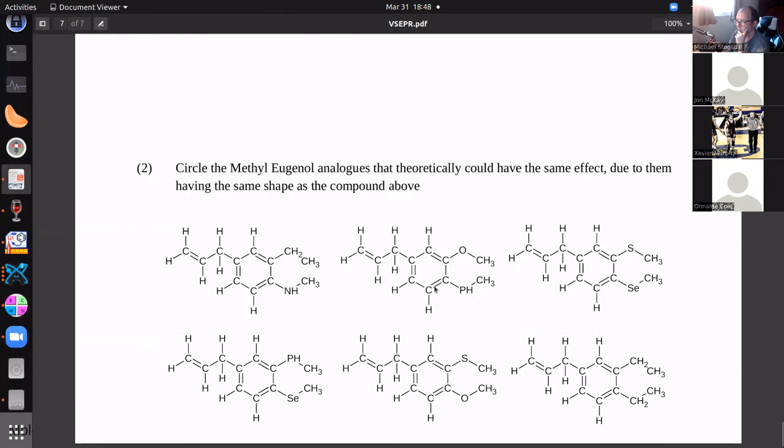So if we want to keep that bent shape, well, here this guy isn't going to really do it. It's going to have a kind of weird shape there. But here where we have sulfur and selenium, this would be a viable analog. Here where we have oxygen and sulfur, that would be a viable analog. I don't think I see another one that's going to be a viable analog for us. Does that kind of make sense? Yeah.